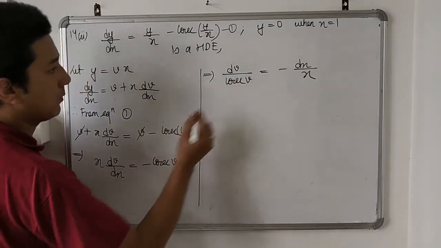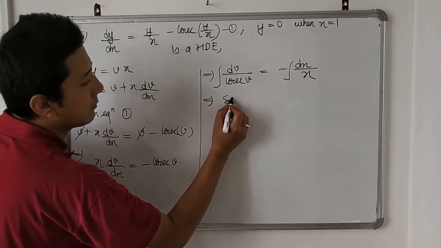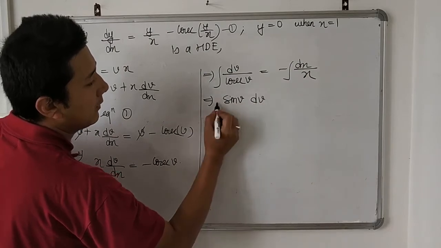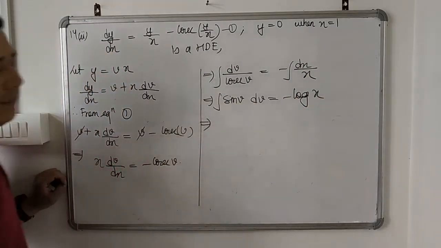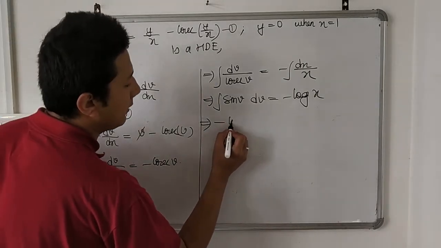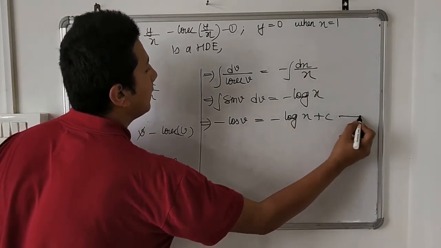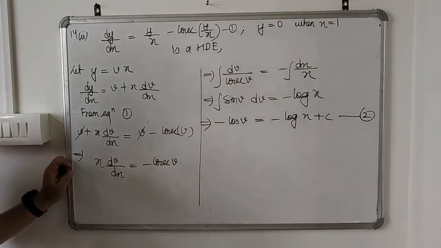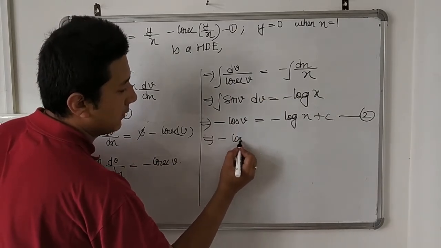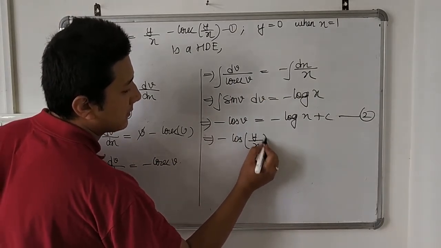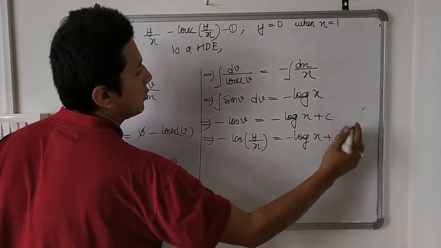So integrate: 1 by cosec means sine. So sine v dv is equal to minus log x. So integration of sine x is minus cos x, isn't it? So minus cos v is equal to minus log x plus constant c. Let's keep it as equation number 2. Before that, cos v means cos y by x, so minus cos y by x equals minus log x plus c. This will be equation number 2.